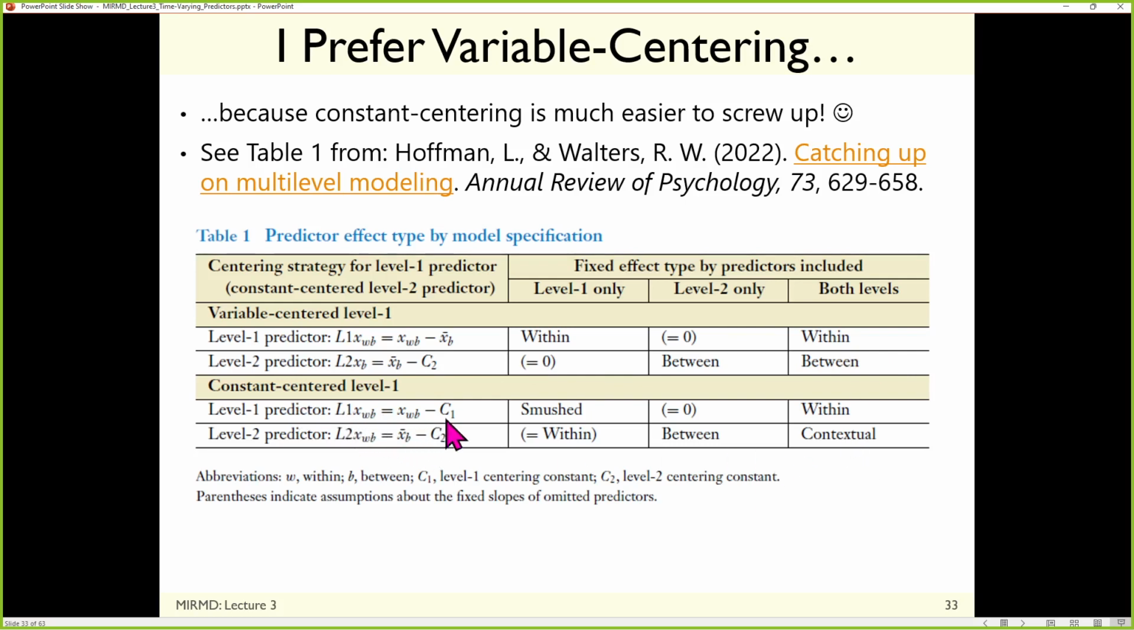Whereas if you have a constant-centered level 1 predictor and you put it in all by itself, then it's the smushed effect, and you're saying that the between effect is the same as the within effect and that they're both one number. If you put in the person mean all by itself without anything at level 1, it's between. If you try to put them together, then they both change. So I find this much easier to screw up because you have to really pay attention to whether or not you've got all the terms in to know what the slopes mean.